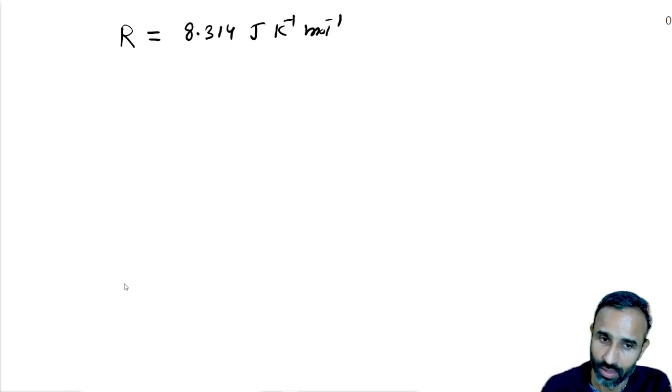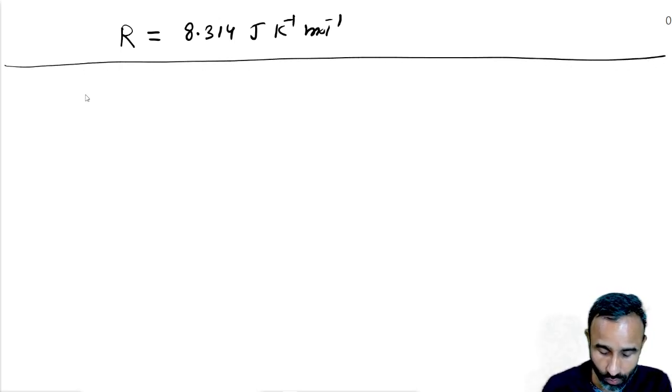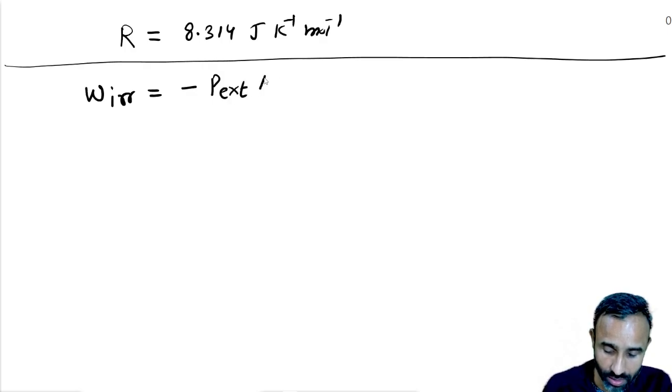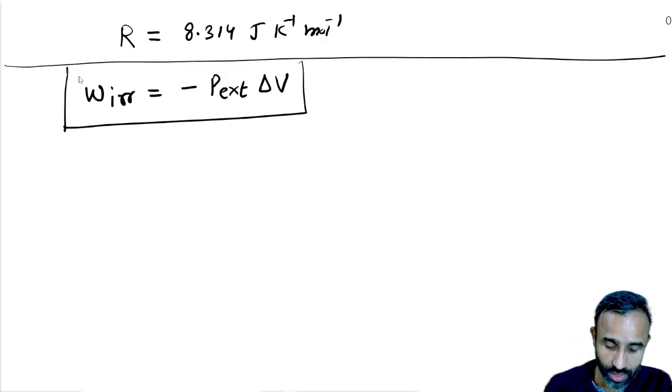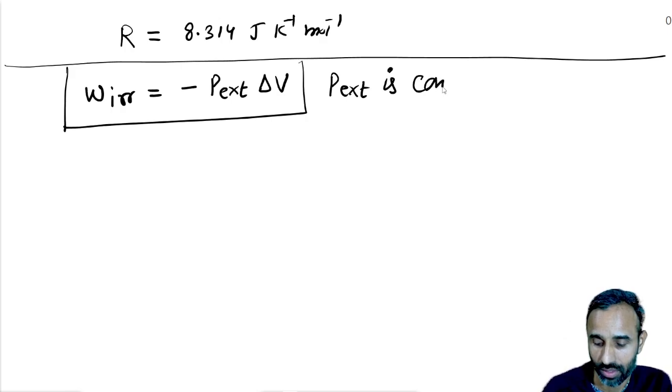Okay, good. Now, work done in an irreversible process. So it is minus P external into delta V. That means for an irreversible process, external pressure is constant. If anywhere it is given at constant pressure, that means it is irreversible work done.